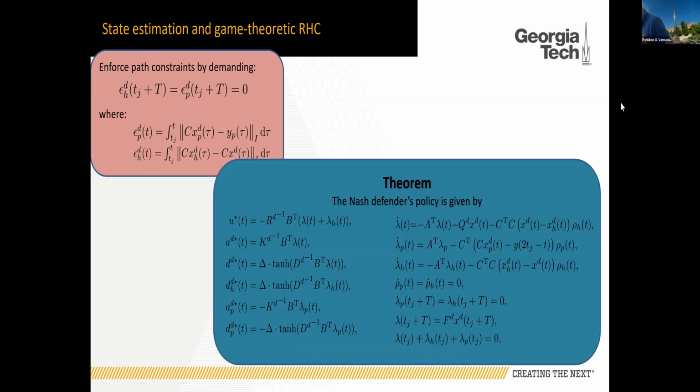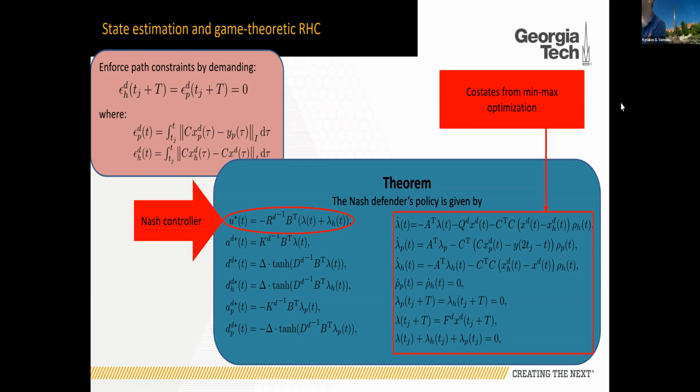Of course, I can enforce my path constraints and all these things. Again, same things, and then I can finally have my theorem. This is from the defender side. The Nash controller, or the defender, is given by this. All these other things are the cost states derived from the minimax optimization. Again, all these things look kind of messy, but it's a simple optimization based on Lagrangians. So this is the Nash defender's policy.